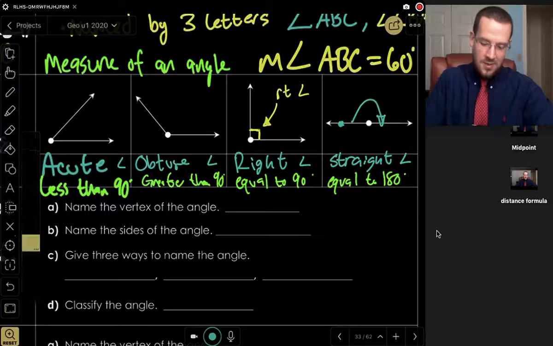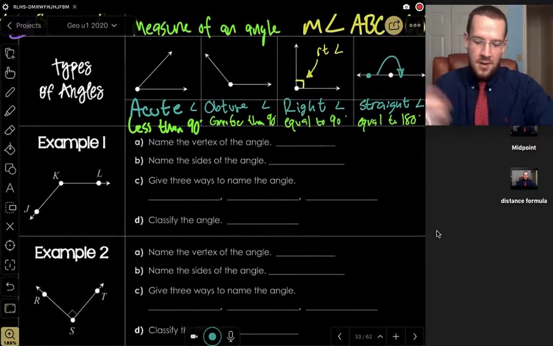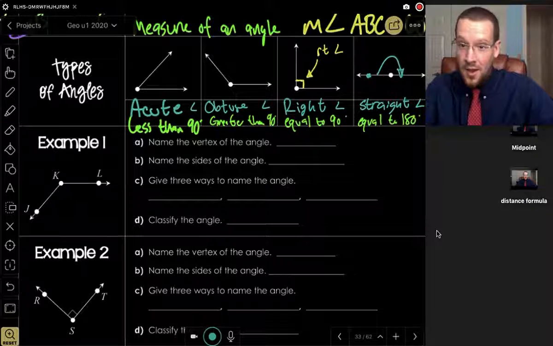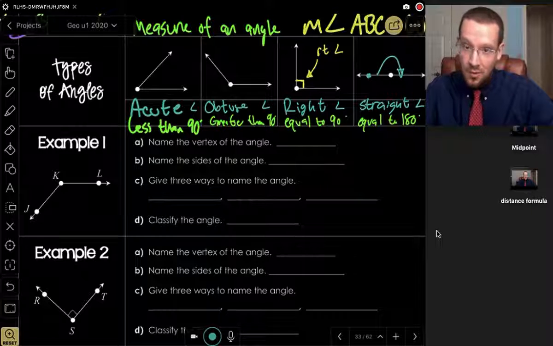So again, I think that might be the only new angle that you all have not been exposed to. But it's pretty easy to remember. It's a straight line. We call it a straight angle, and it is equal to 180 degrees. That's double a right angle.